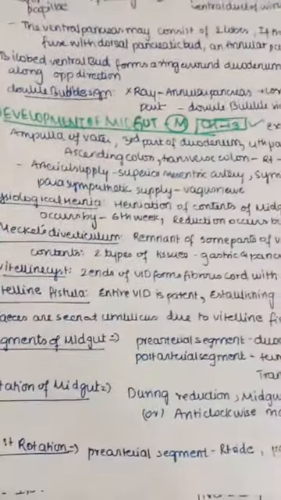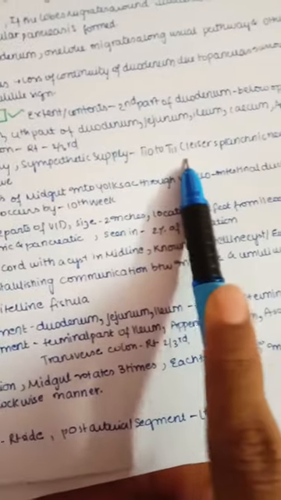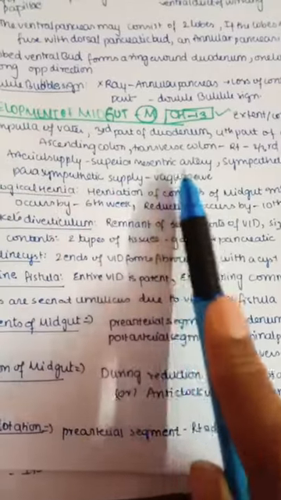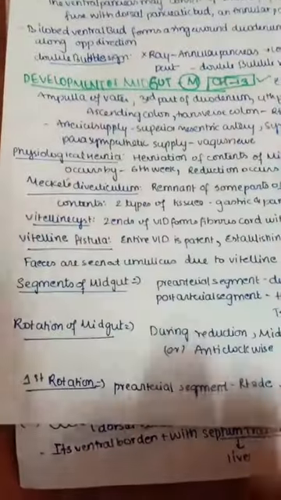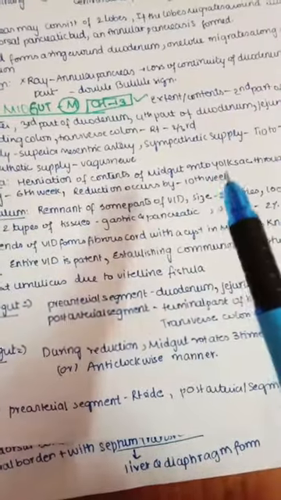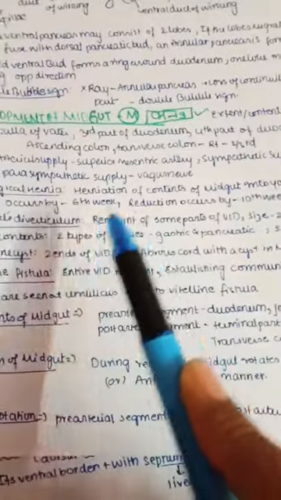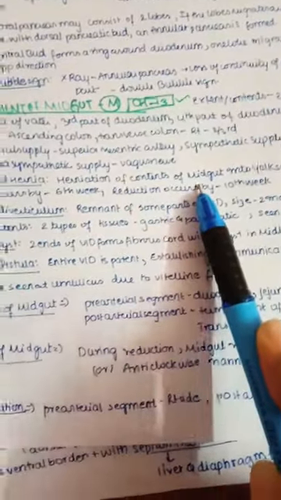The arterial supply is mainly by the superior mesenteric artery, the sympathetic supply is from T10 to T11, that is the lesser splanchnic nerves, and the parasympathetic supply is by the vagus nerve. Actually we have physiological hernia, which is nothing but herniation of the contents of the midgut into the yolk sac through the vitellointestinal duct. It occurs mainly by the 6th week and it reduces by the 10th week.